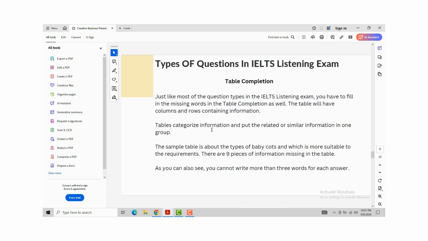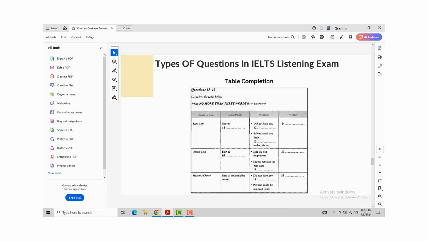The table categorizes information and puts related or similar information in one group. Okay. The sample table is about the types of baby cots and which is more suitable to the requirement. There are 9 pieces of information missing in the table. As you can also see, you cannot write more than 3 words for each answer. So this is the table. Complete the table below. It is very similar to notes or form completion or summary completion or sentence completion, but this time the information is provided in a table.